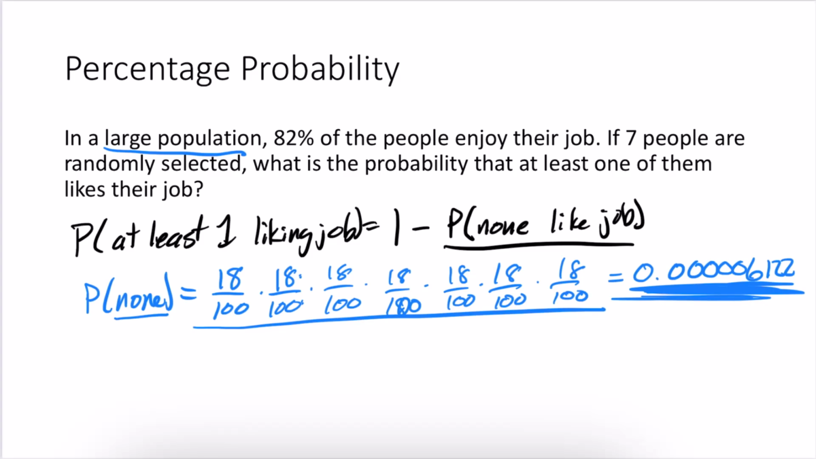And so to find the probability of at least one person liking their job, you're basically going to do 1 minus that decimal. So this is going to equal 1 minus that decimal that I just found. And when I subtract that, I get the decimal 0.9999938, etc. And so it's like 99.999387 whatever percent likely that if you choose 7 people randomly, at least one of them will like their job. So that's how you calculate at least one probability.